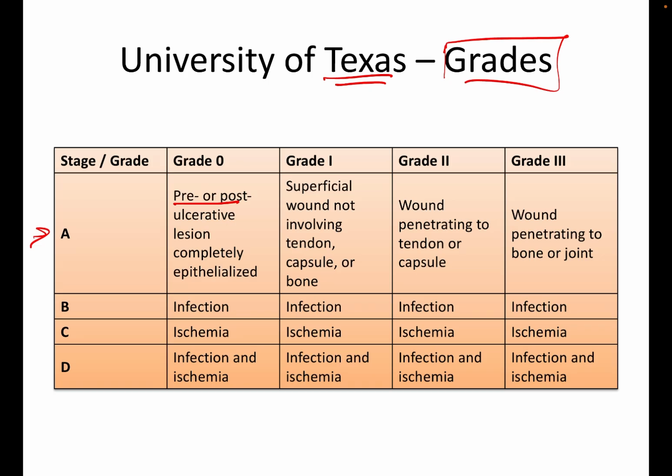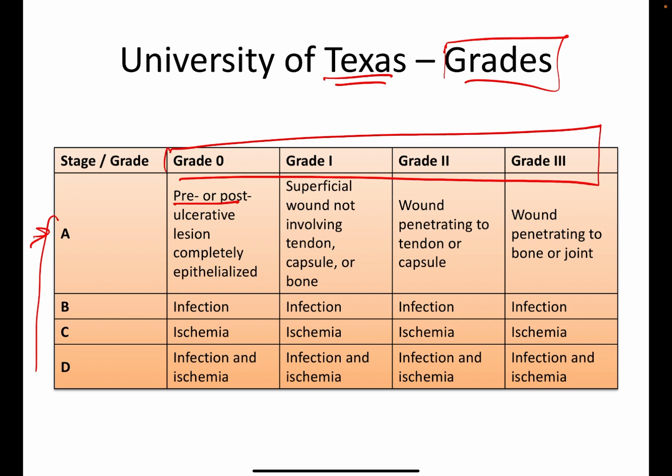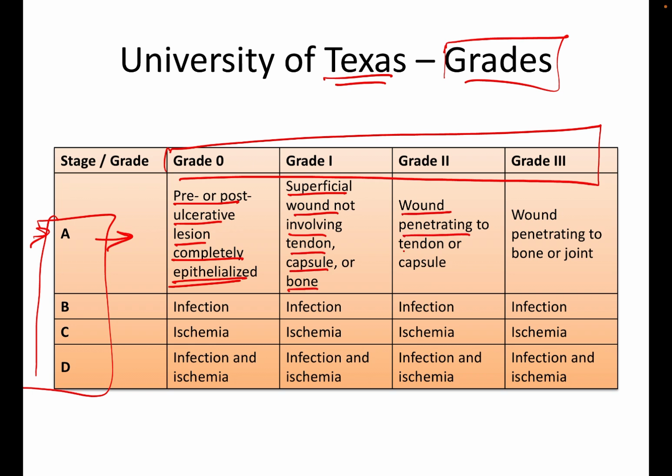So, coming to the University of Texas grades. It is classified simultaneously into grades 0, 1, 2, 3, as well as stages A, B, C, D. In stage A, there will be a pre- or post-ulcerative lesion completely epithelialized. In grade 1 of stage A, there will be a superficial wound not involving tendon, capsule, or bone. Grade 2, wound penetrating to tendon or capsule. In grade 3, wound penetrating to bone or joint. So this is in stage A.